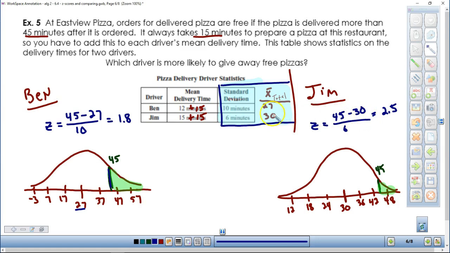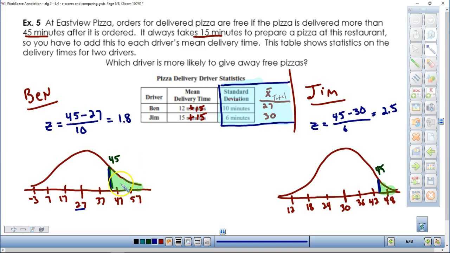Well, even though Ben is delivering quicker, 2.5 is further to the right than 1.8. The 45 under both of these curves is the same, but because his mean of 30 and his standard deviation of 6 gives us different numbers, 45 minutes is further from the mean. We want to know what's the probability that the pizza would be delivered late, right? Who's going to be giving away more free pizzas?